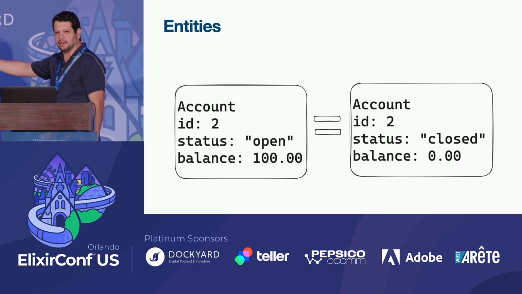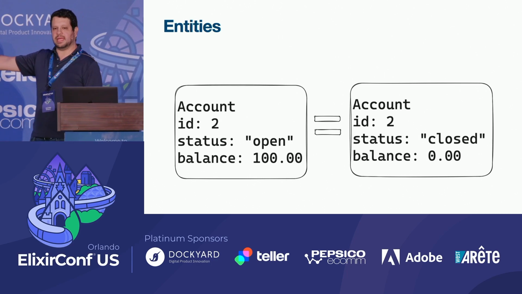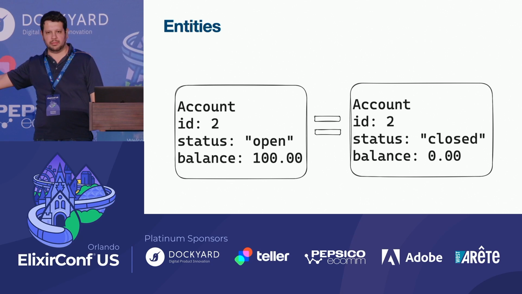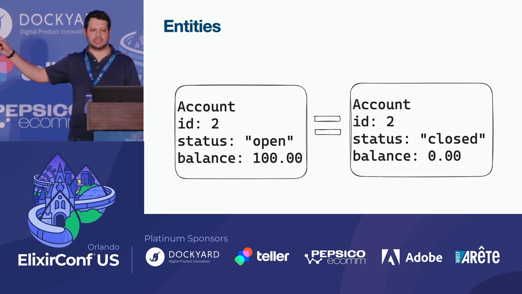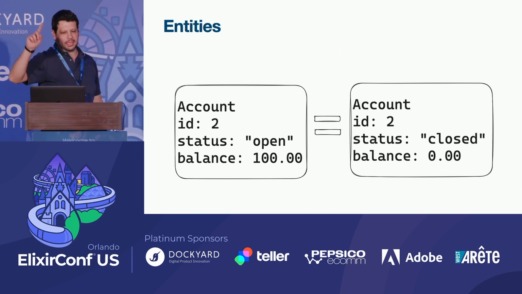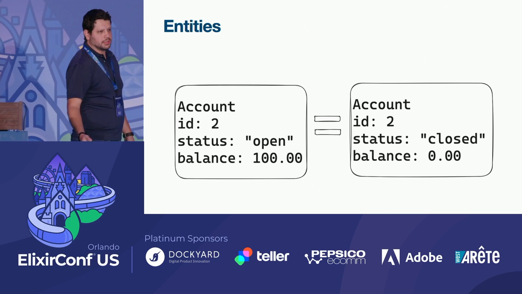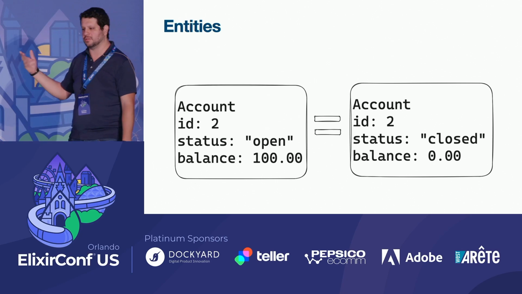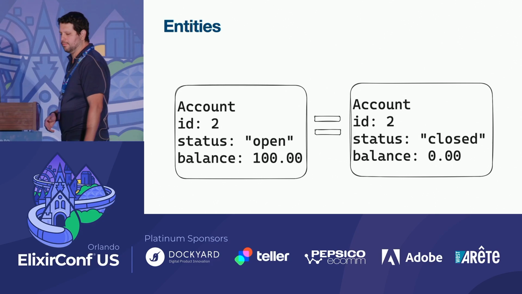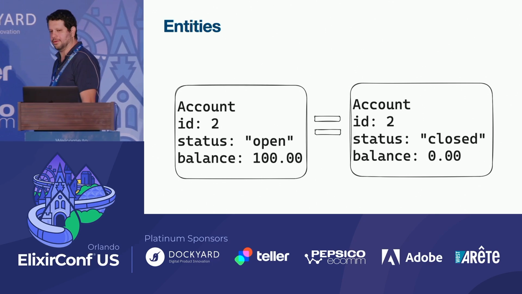Here we have a bank account, right? And we can say this is the same bank account, maybe across time, right? It's not necessarily at the same point, but it's the same bank account because it has an ID, and the ID is 2, and so we say it's the same bank account, but it's gone through some changes, right? So you see that it has a different status and a different balance, right? So that's an entity, maybe nothing out of the ordinary for you.